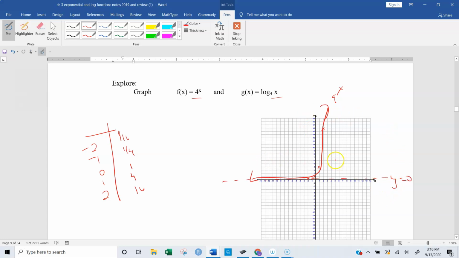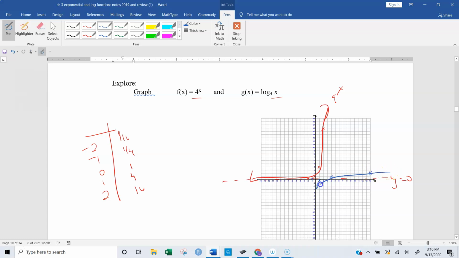And we go from negative infinity to infinity. Now, the log base 4 I know is an inverse, so I just need to flip these points. So this is (-2, 1/16), so I'm going to go to (1/16, -2). This one right here is (-1, 1/4), so I'm going to go to (1/4, -1). (0, 1) is now (1, 0). This in here, (1, 4), is now (4, 1). (2, 16) is now (16, 2).